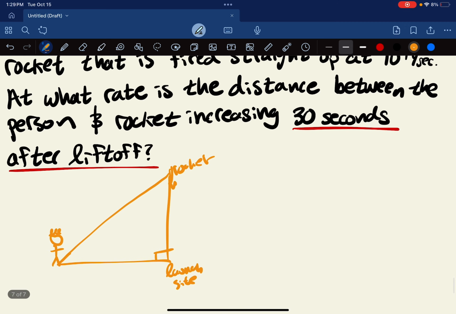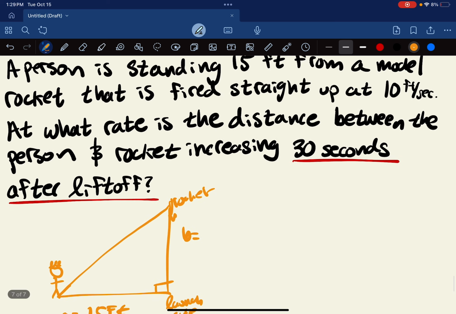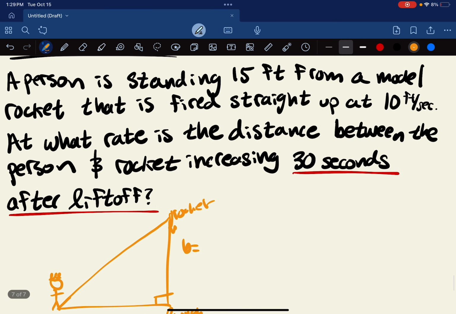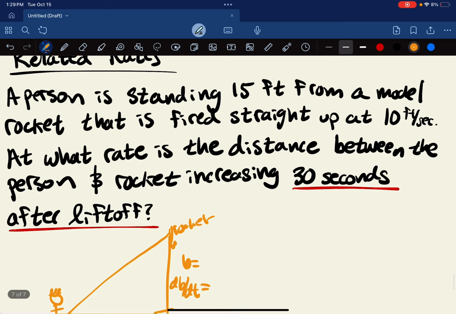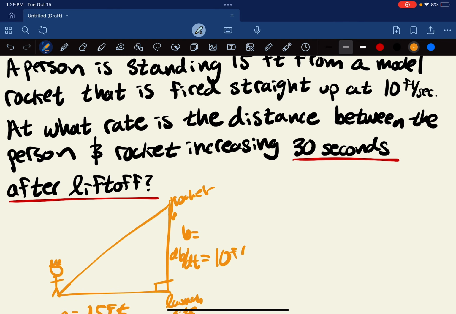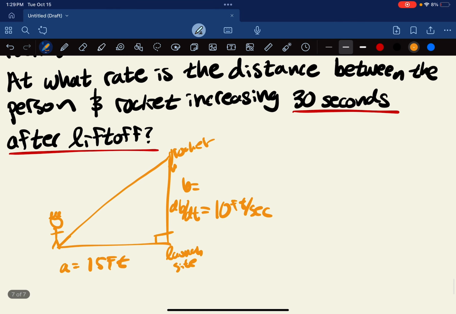And then this is going to be the person. So the person is standing 15 feet away from the launch site. So A equals 15 feet. B will be the height of the rocket. We don't know how high this rocket is yet, but we do know it's going up at a rate of 10 feet per second. So we'll label that.